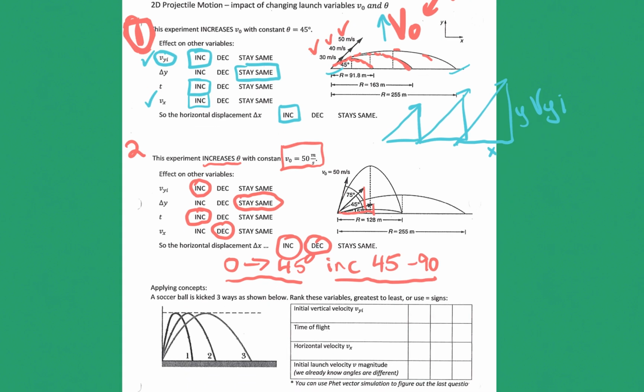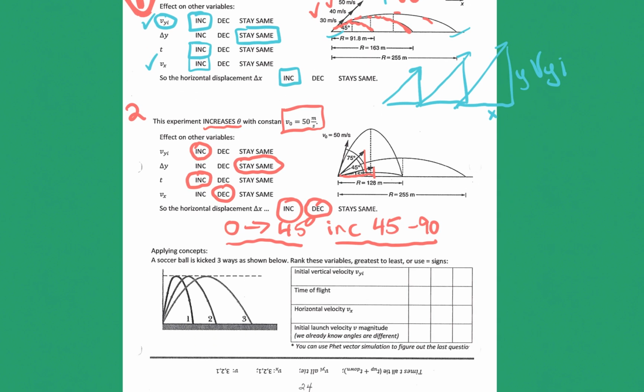Next up, applying concepts. The soccer ball is kicked in the 3 different pictures below. The variables we're going to be using, we're going to be ranking initial velocity. Who would have the largest initial velocity? Who would have the largest time of flight? Et cetera, et cetera. And that gets really challenging.